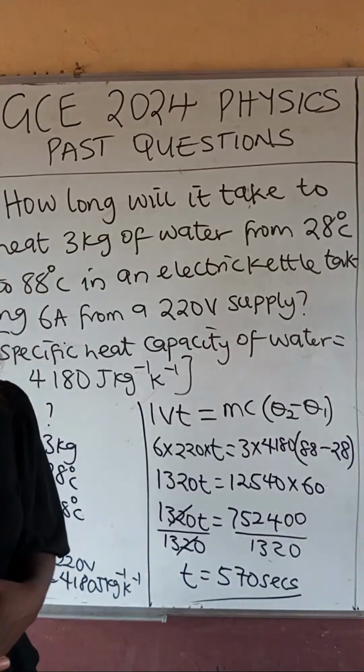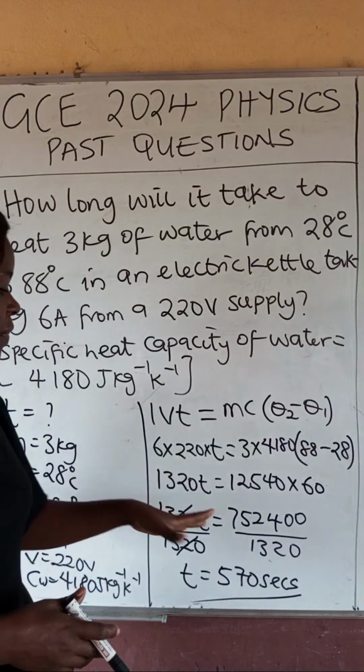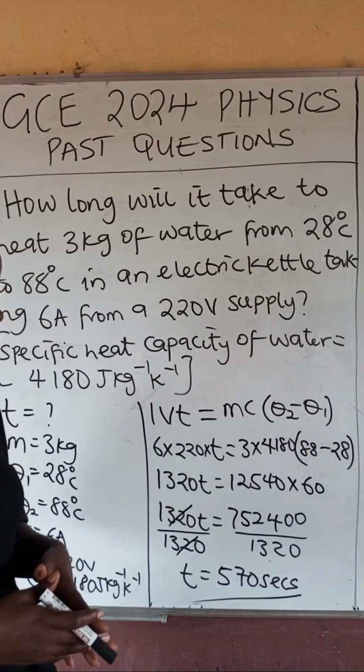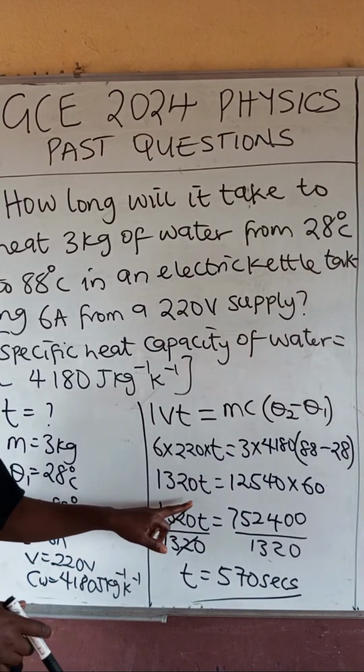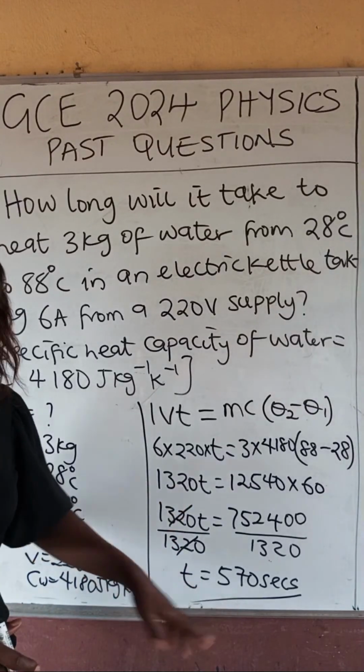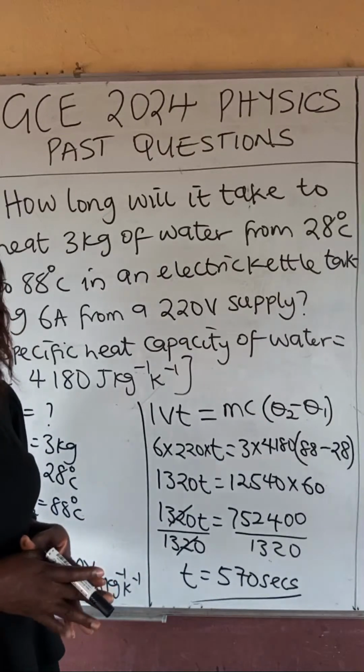By the time you subtract, you're going to get what? 60 what? Degrees. Now you multiply out to get 752,400, right? Then we divide by the coefficient of t, which is 1,320, and our answer landed to be what? 570 seconds. Is that clear? Right.